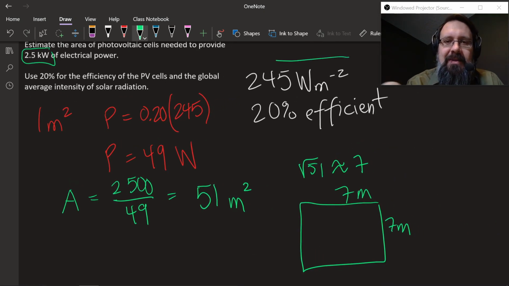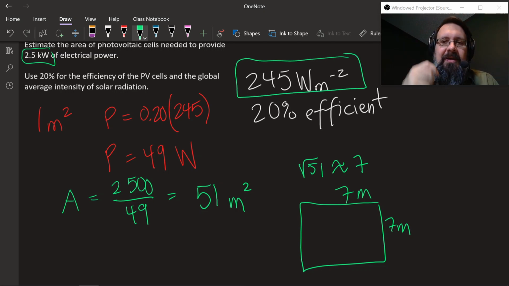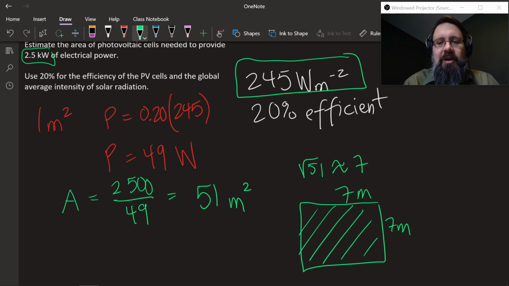So this is the key to everything, how much energy is going to be radiated down. Now we did everything at the lowest end, like 245 is the global average. So there are places that are much higher than that, and there are places that are lower than that. We also assumed only a 20% efficiency. We still found an area that was quite reasonable. So you could power a home off solar power pretty easily.